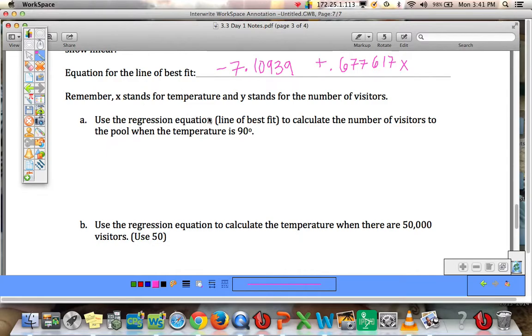Use the regression equation, so your line of best fit, to calculate, and I should put y equals the number of visitors to the pool when the temperature is 90. So for this one, we're going to plug in a 90 here for x and calculate. And for the second question, it says use the regression equation to calculate the temp when there are 50,000 visitors, and use 50 instead of 50,000. So for this one, we'll plug in a 50 and solve.